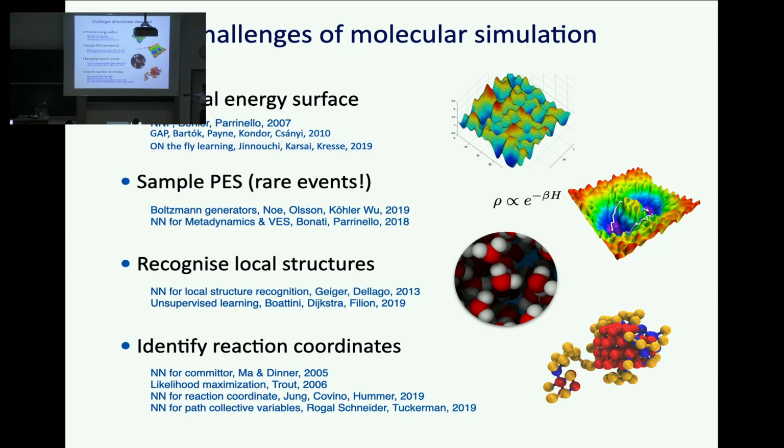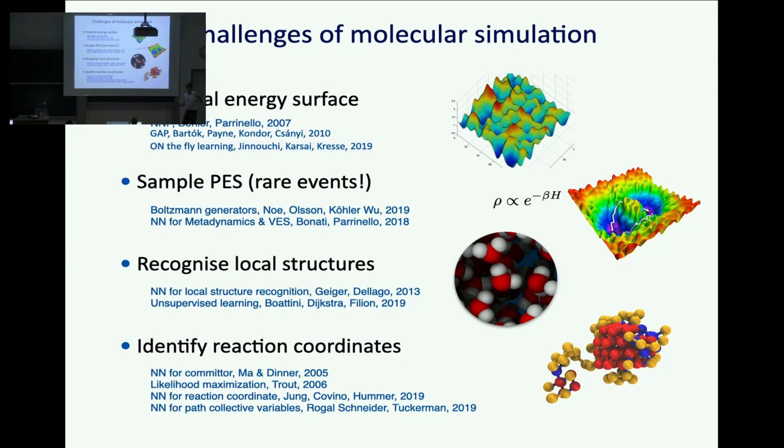There have been some efforts to use machine learning to address this problem, starting from the work of Ma and Dinner, who used neural networks to learn the committer. I will talk about that later, what that means, up to more recent work by Jung, Kovina, and Hummer, who used ideas of machine learning, of reinforcement learning, to combine the identification of reaction coordinates with the simulation of rare events.